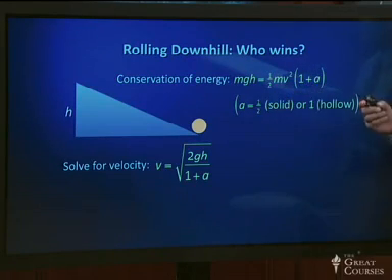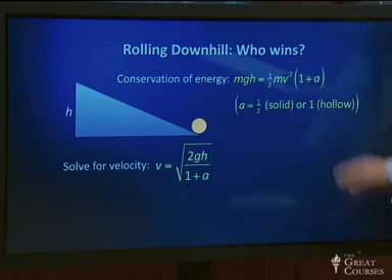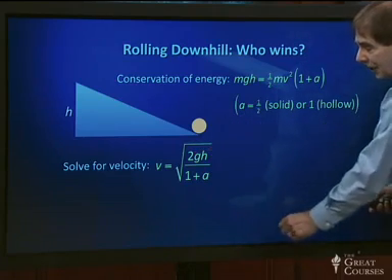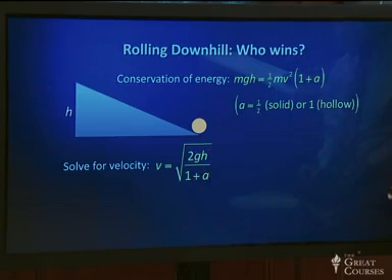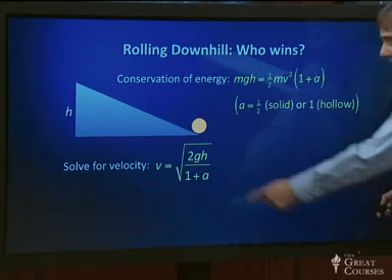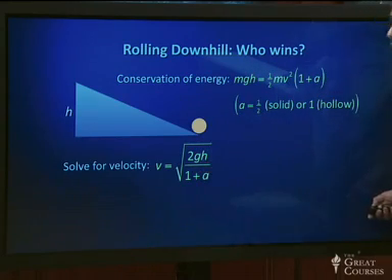The Ms cancel, as always happens with gravity, so it didn't really matter whether they had the same mass. It also didn't matter whether they had the same radius, because the radius is gone out of the picture. Solve for velocity. It's root 2gh over this quantity 1 plus a, where again, a is a half for the solid and 1 for the hollow. So downstairs, we either have 1.5 or 2.